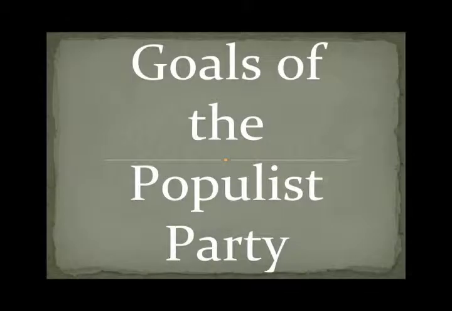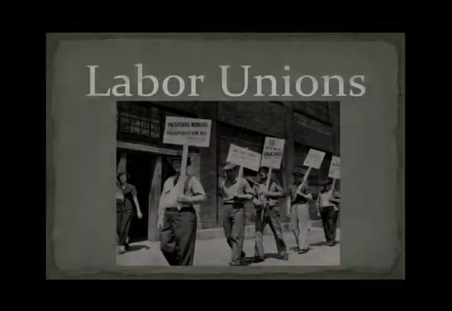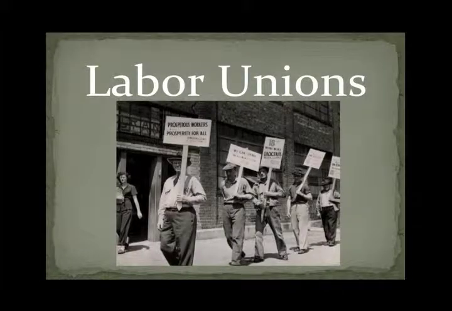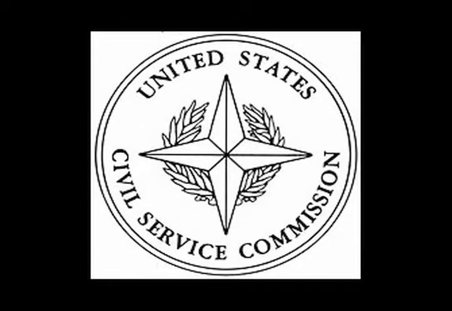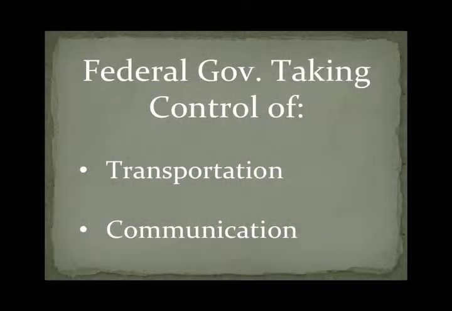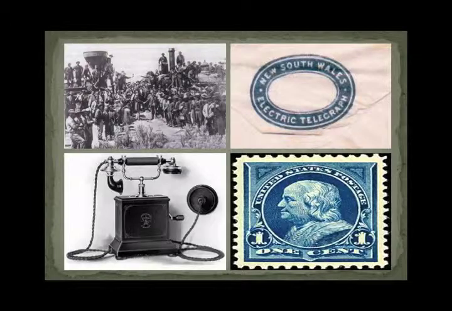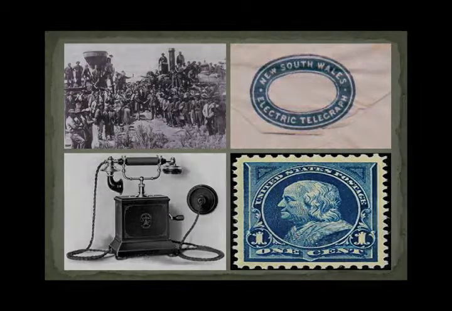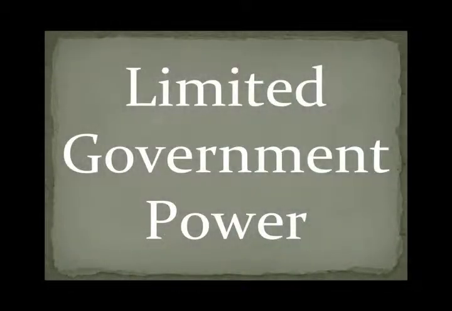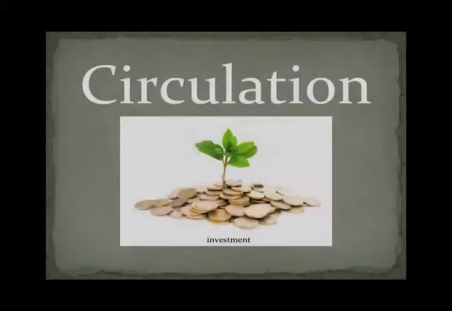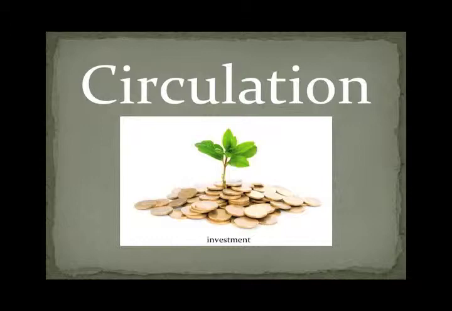This document outlines the specific goals and beliefs of those who are part of the Populist Party. This platform displays the support of labor unions and workers rather than focusing on generating capital. This is shown through the expansion of civil services. Also, they supported the federal government taking control of and regulating transportation and communication, whether it be railroads, telegraphs, telephones, or postal systems. Although they supported federal powers in these aspects, they also wished for limited government intervention, as well as leaving most of the money in the hands of the people through circulation.